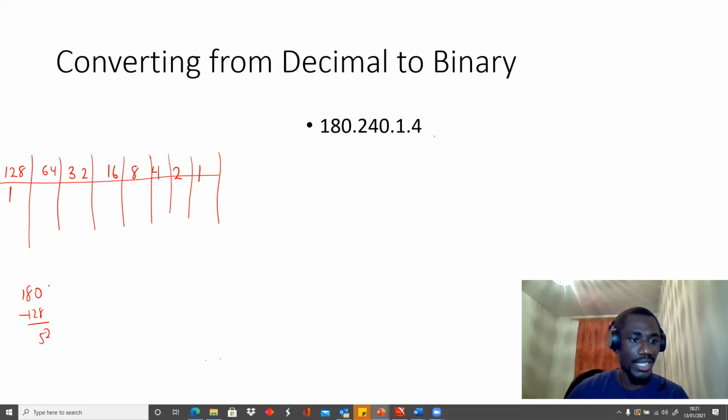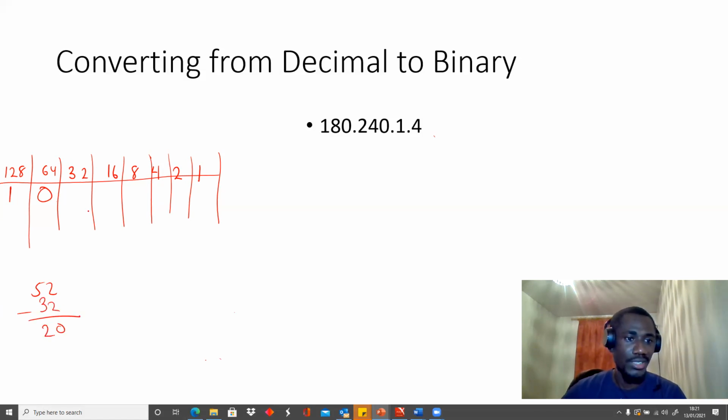So let's move on to the second number, 64, and we have 52. Can we buy from 64? No. The item costs 64, but we have 52 pounds. We cannot buy that, so that's 0. Can we buy 32? Yes, we can buy 32 because we have 52 pounds.